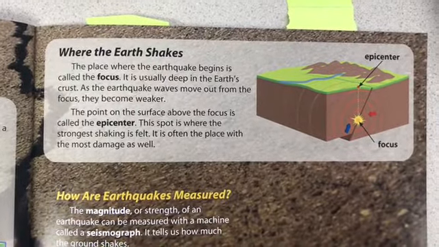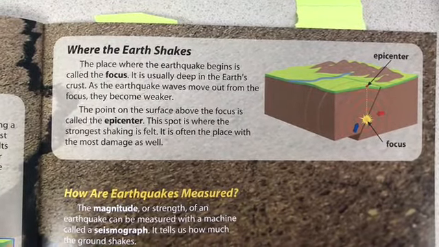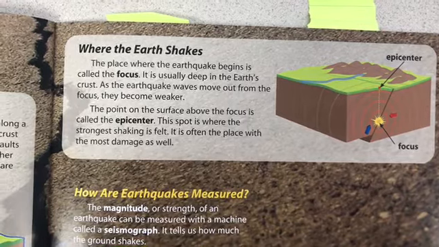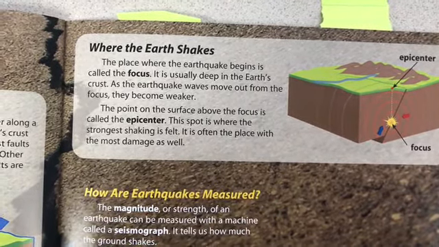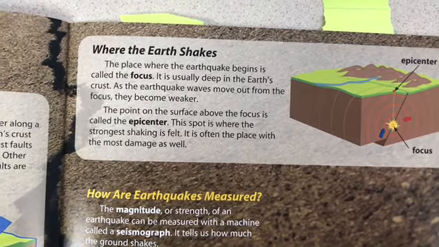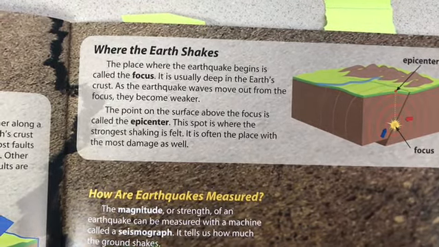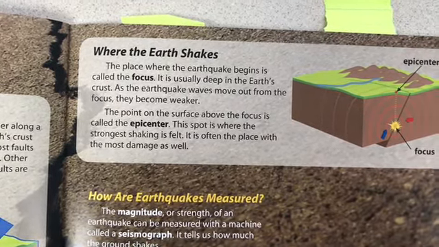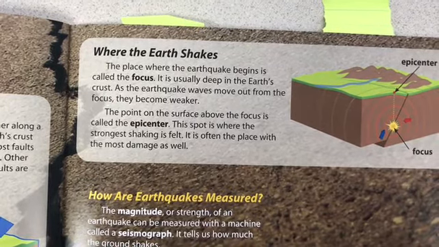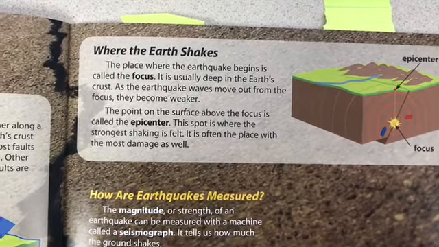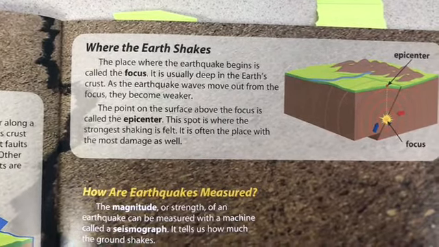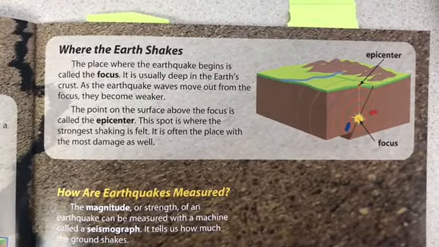Where the earth shakes. The place where the earthquake begins is called the focus. It is usually deep in the earth's crust. As the earthquake waves move out from the focus, they become weaker. The point on the surface above the focus is called the epicenter. This spot is where the strongest shaking is felt. It is often the place with the most damage as well.